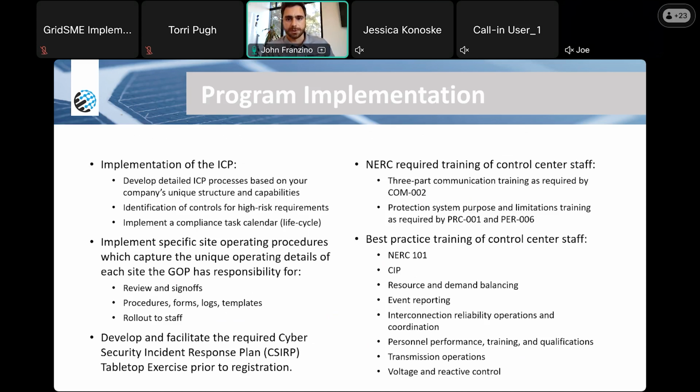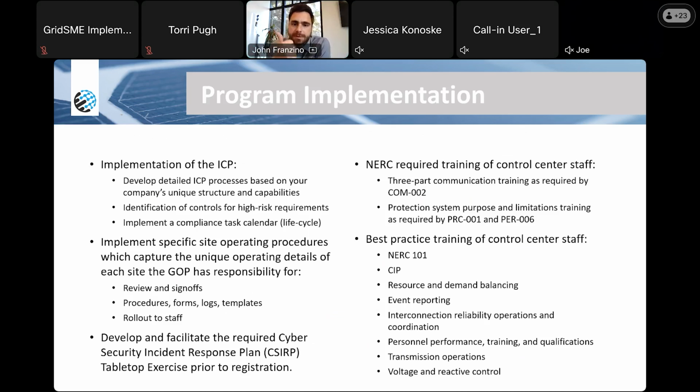So ensure you have an understanding of day one facilities and where there are deviations, where there need to be specific procedures and guidance for that facility, and then also, in an ongoing capacity, as new facilities are brought into the control center. We'll get into this more, but you also have some things you need to do prior to registration on the CIP side of the house, one of which is conducting the cybersecurity incident response tabletop exercise. So it's kind of like training, but a little bit different.